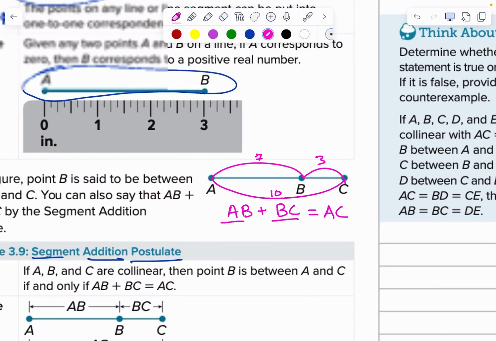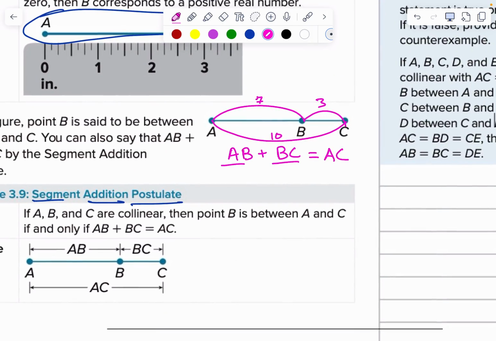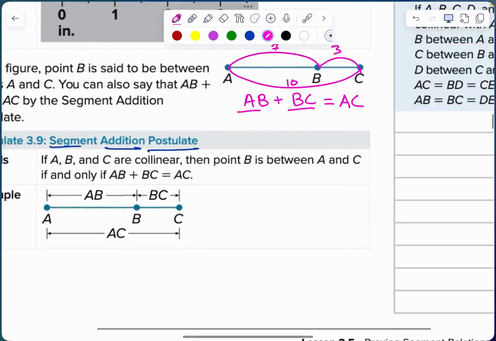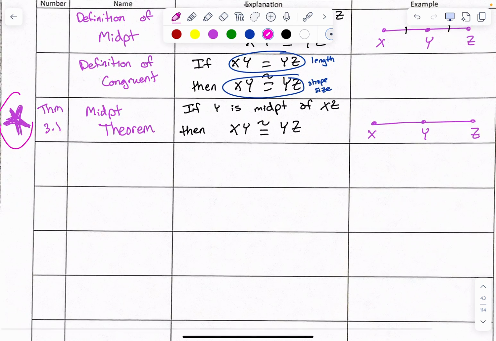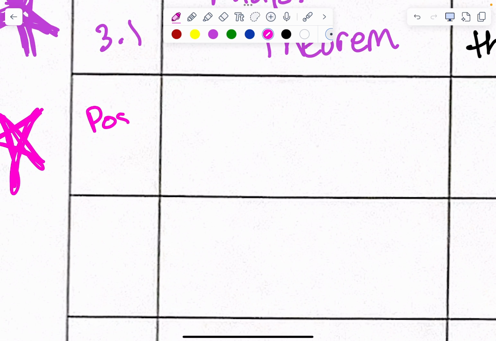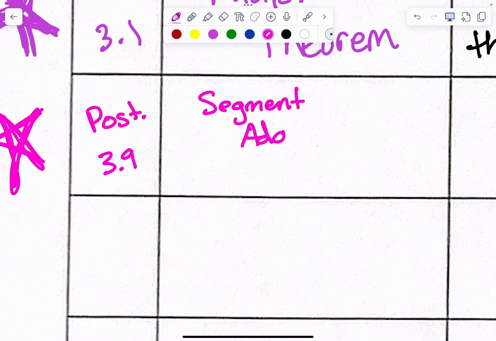So segment addition postulate, that's the first thing that we're going to put on our pink sheet. And he is, I don't know, right here. Okay, so do you guys have a star by midpoint theorem, the one right above that? Yes, okay. We're going to put a star by this one also. This is postulate 3-9, not theorem 3-9. Postulate 3-9, P-O-S-T, period, 3-9. And he is segment addition. We are adding segments together. Postulate.